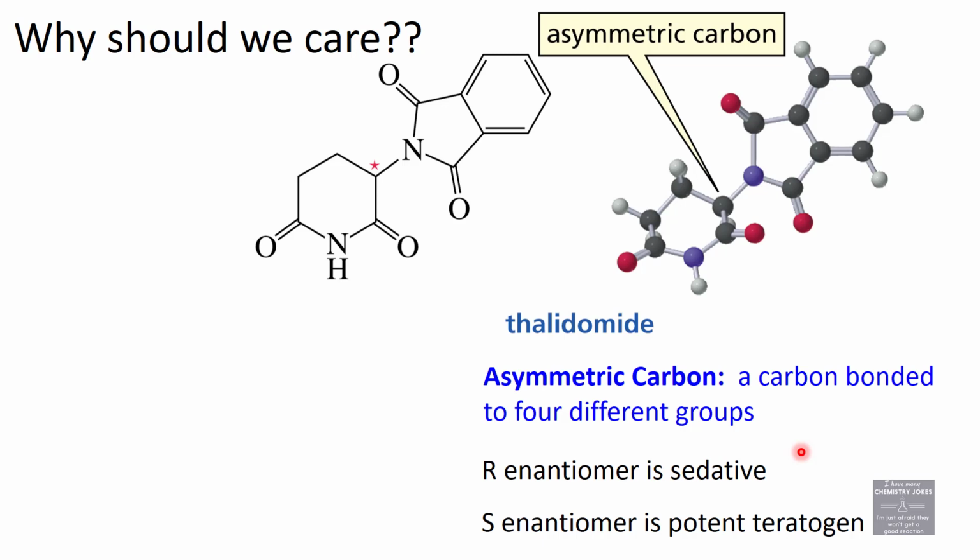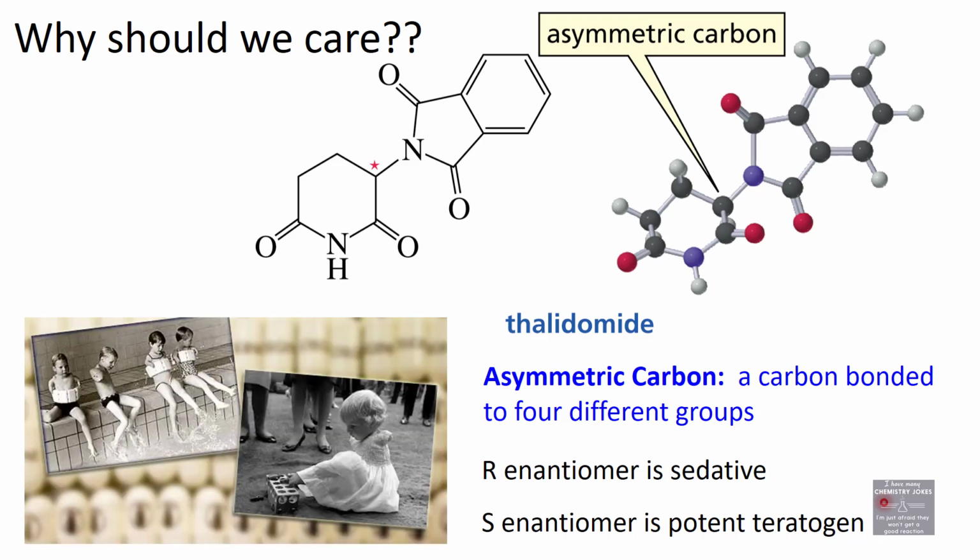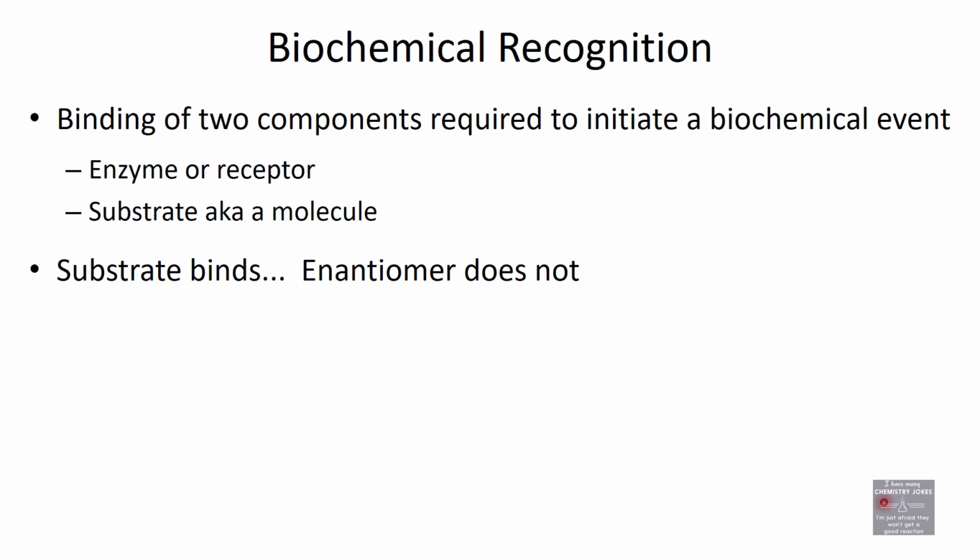But thalidomide was not investigated as fully as it should have been because, as it turned out, the S enantiomer was a teratogen. If you don't know what a teratogen is, it's responsible for birth defects. So there were many kids born in the 50s that were without limbs because their mothers, when they were pregnant, had been prescribed thalidomide, a mixture of thalidomide enantiomers. It's a really sad story. That's one reason we should care about enantiomers and asymmetric carbons and chirality and all that stuff.